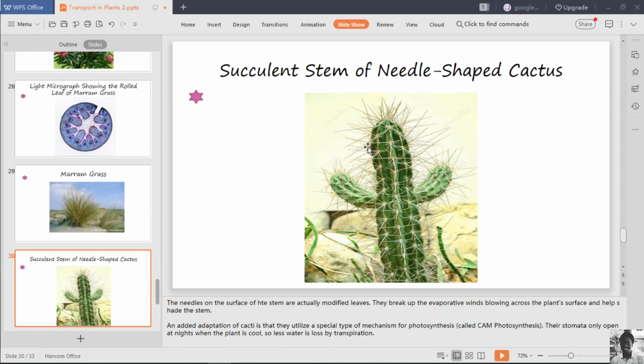Now here we have an image of the succulent stem of the needle-shaped cactus. The needles on the surface of the stem are actually modified leaves. They break up the evaporative winds blowing across the plant surface. They also help provide shade to the stem, to help limit the rate of transpiration. An added adaptation of cacti is that they utilize a special mechanism for photosynthesis called CAM photosynthesis. The stomata are closed during the day and only opened at night, when the outside is cooler and the rate of transpiration will be less. So they can conserve their water. So that is the succulent stem of the needle-shaped cactus.